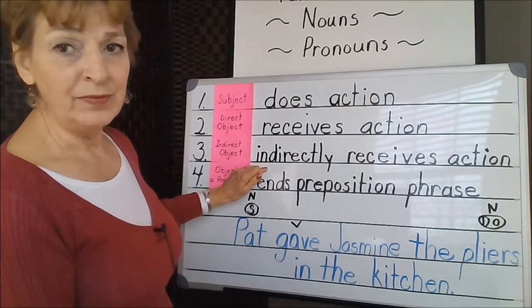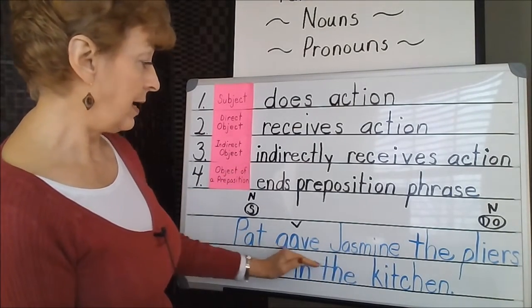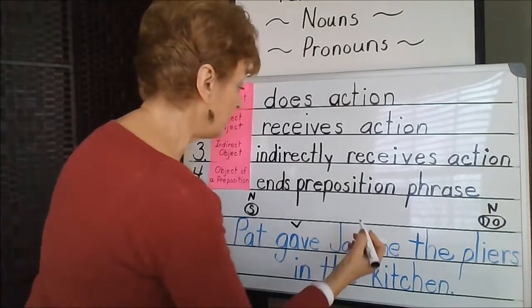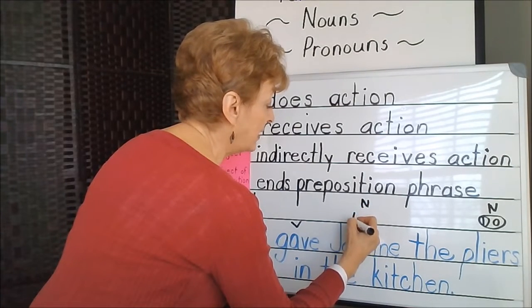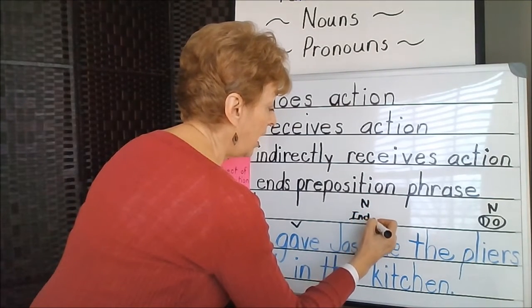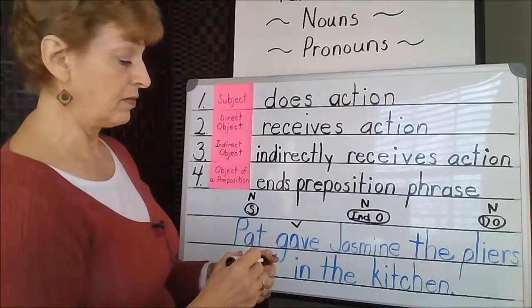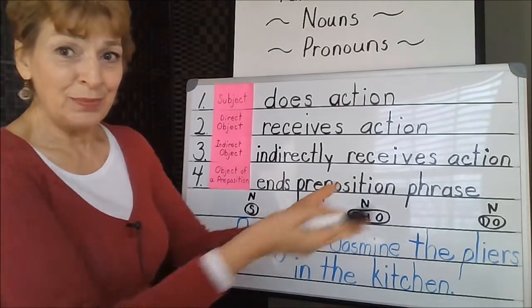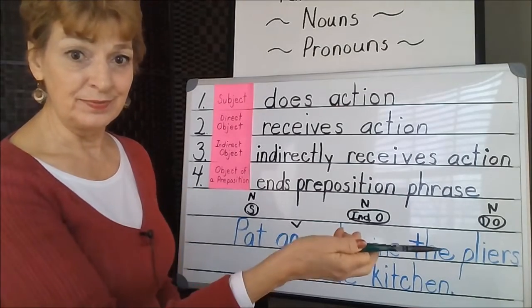Indirectly, who received that action? It was Jasmine. Pat gave the pliers to Jasmine. So Jasmine is another noun that functions as an indirect object because indirectly Jasmine received the pliers. But Pat didn't pick up Jasmine and move her. Pat moved the pliers.